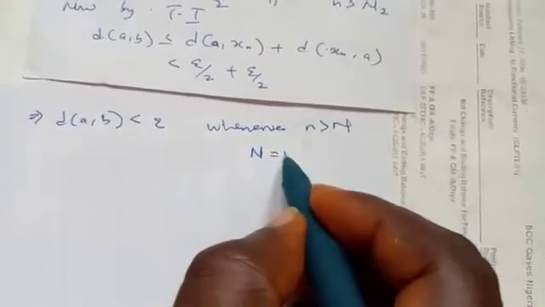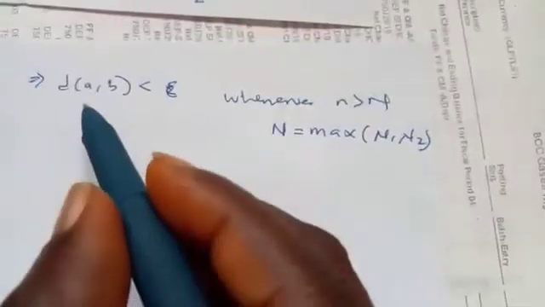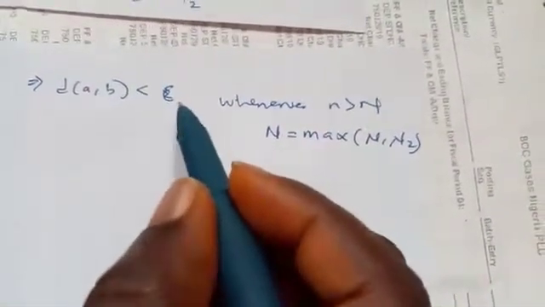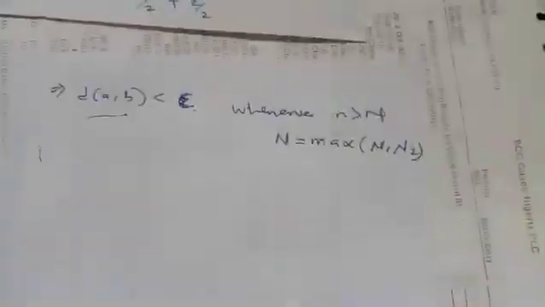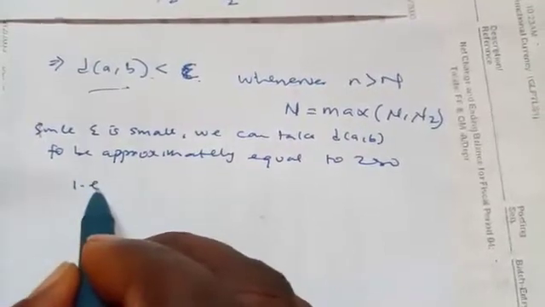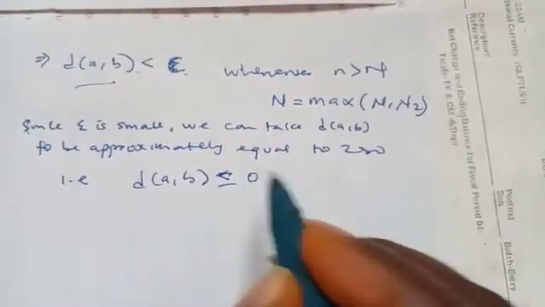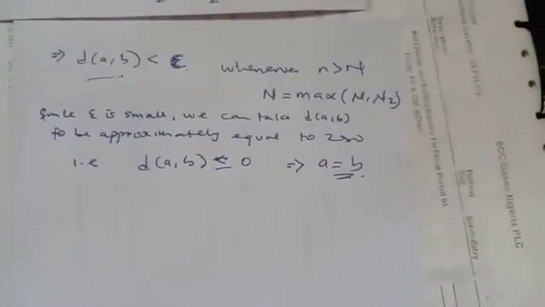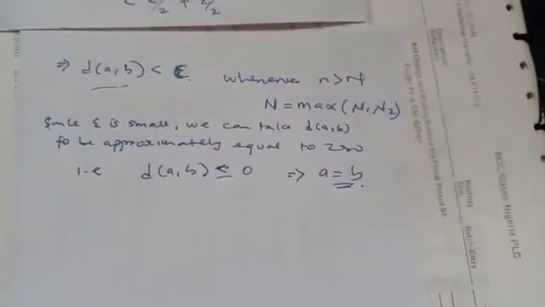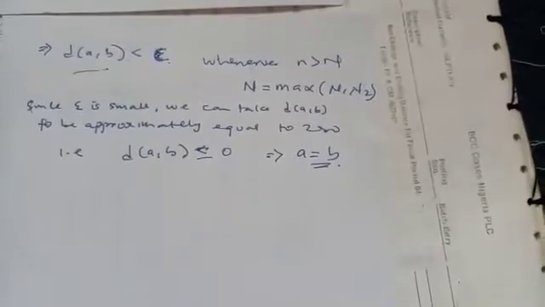Now we assume that N is equal to the maximum of N1 and N2. Since epsilon is a very small number and d of a comma b is less than epsilon, we can take this to be approximately equal to 0. So d of a comma b will be equal to 0, and whenever we have this, it simply means that a is equal to b. So we have proved the theorem that a sequence has one and only one unique limit point.